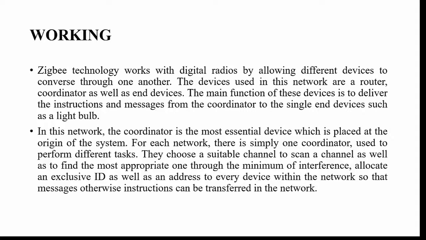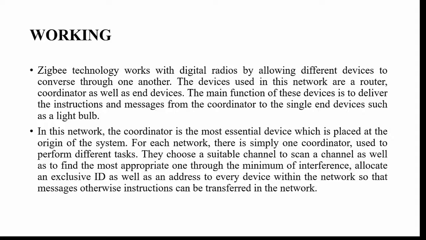The main function of the device is to deliver the instructions and messages from the coordinator to the single end devices, such as a light bulb. What is the main purpose of this network? We give some messages from the coordinator, and the coordinator will send them to the router, and by using the router we are able to control the end devices like a light bulb or any fans, etc. So by using this function only we are using Zigbee.